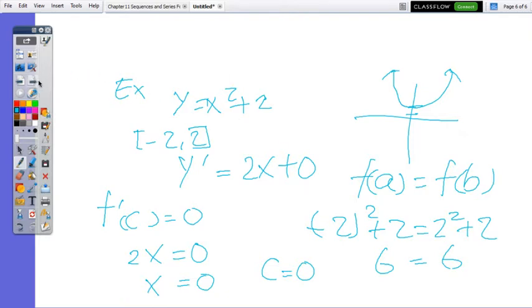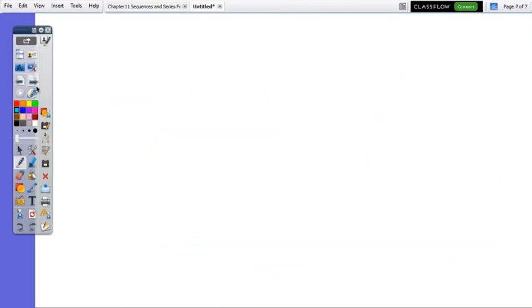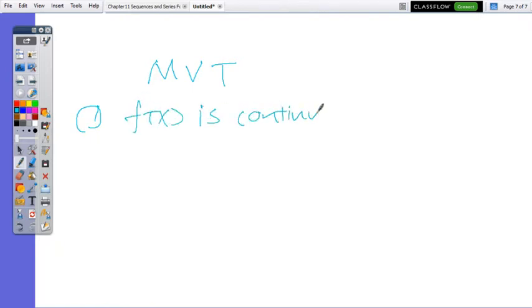So that would be Rolle's theorem. And now what about the mean value theorem, MVT? The mean value theorem is kind of similar to Rolle's theorem. It's showing that f of x is continuous. So for this one, we have two different conditions that we need to satisfy.